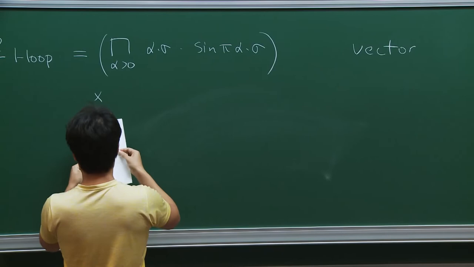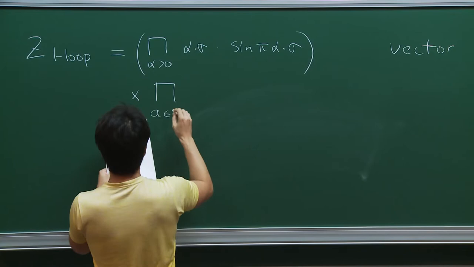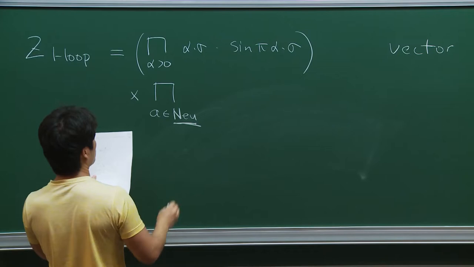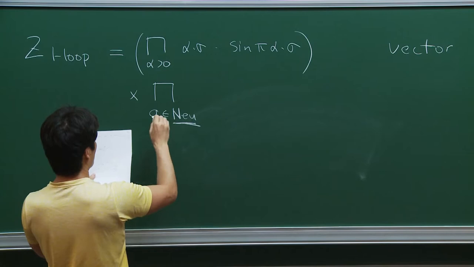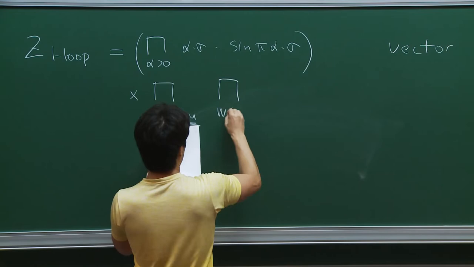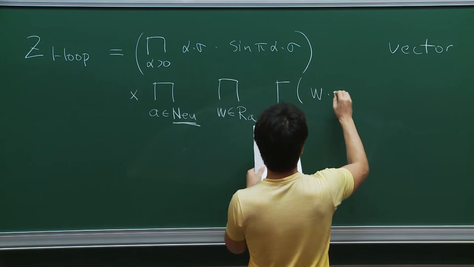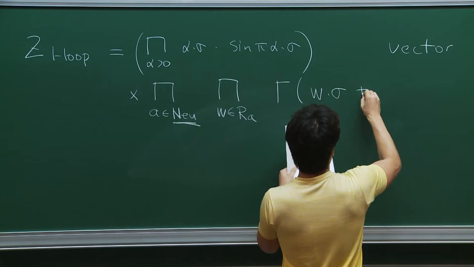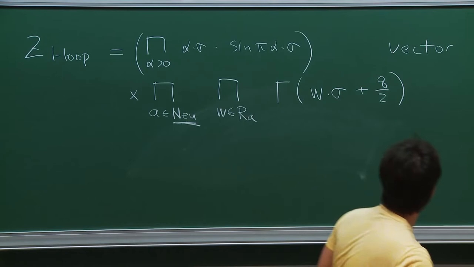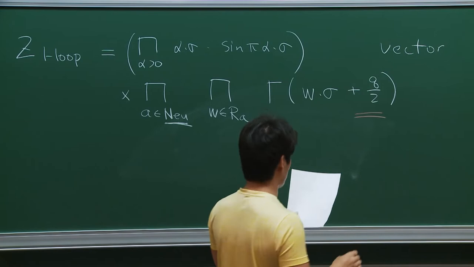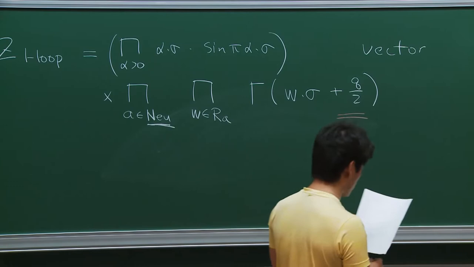Now there is a contribution from the chiral multiplet obeying the Neumann boundary conditions. By NOI, I mean the set of irreducible representations of chiral multiplets that obey the Neumann boundary conditions. Then there is a product over the weights in the representation. Now the argument is W times sigma. Here is the correction: in the convention of this lecture, it should be q over 2. And the sign is the opposite from the convention of my paper, actually.